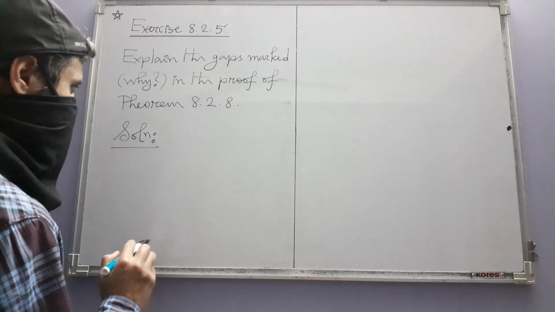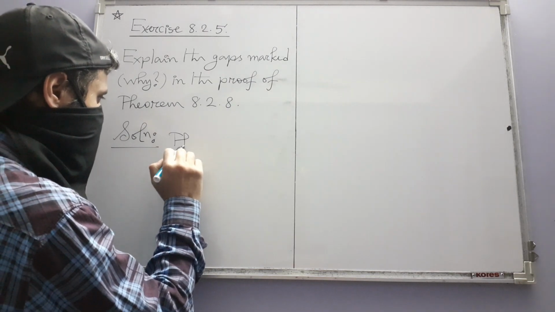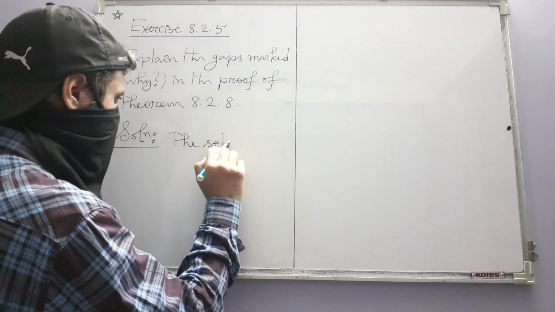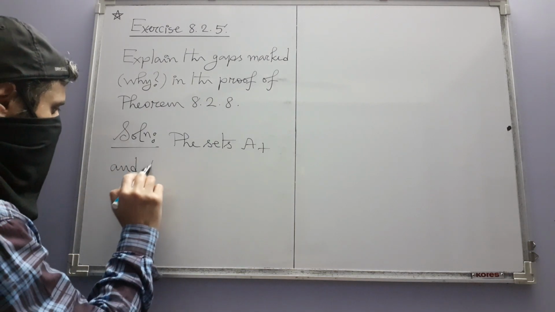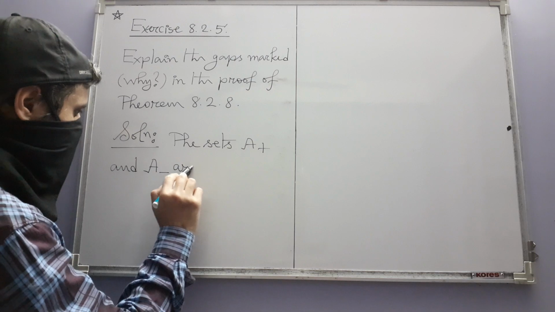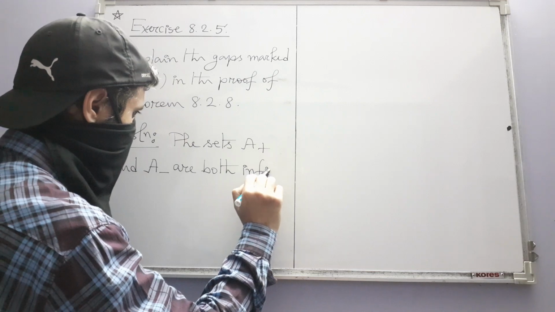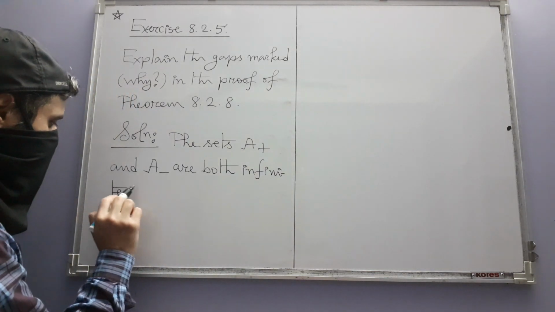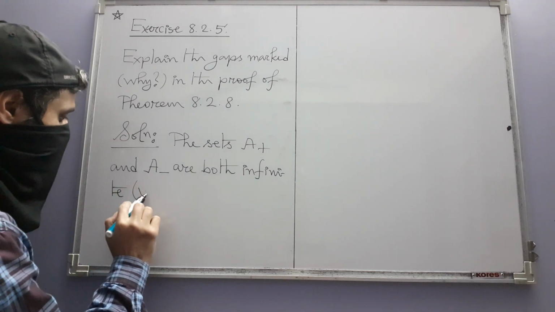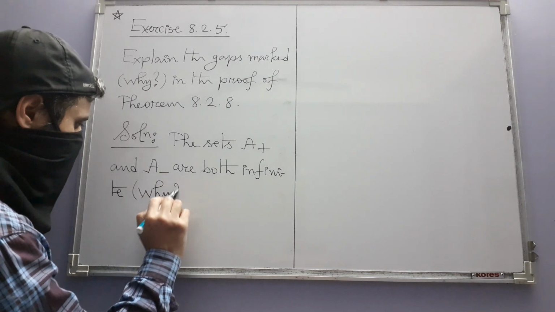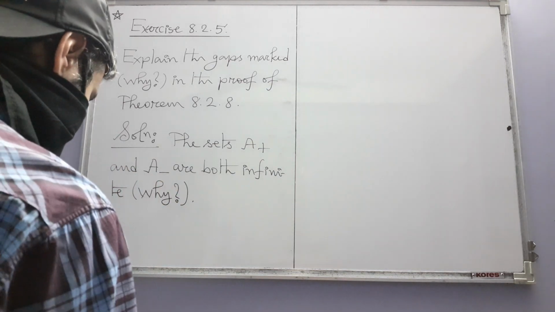So at one stage of the proof, we had this thing: the sets A plus and A minus are both infinite. And it was asked why. So this is the first why, and then there is another one.